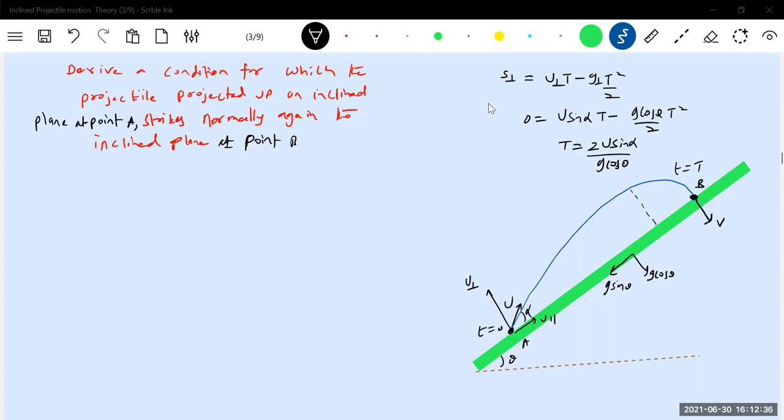Okay, what should be the condition for v parallel? v parallel will become 0, no? At point B, how will it strike? It will strike normally. Hope everyone is looking at that symbol. It's striking normally, no? So v parallel must be 0. And in fact, at B, the v is equal to v perpendicular. v parallel is 0.